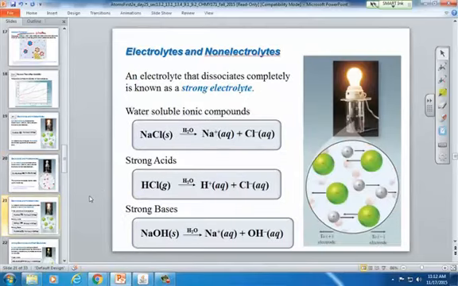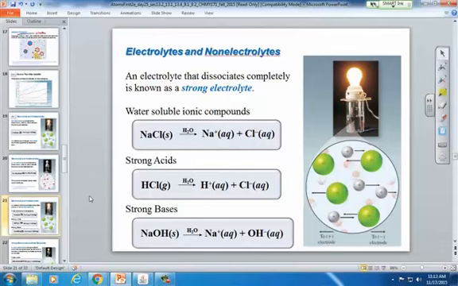So strong electrolytes, ones that produce lots of charge, are water-soluble ionic compounds. So any compound that when I just put it in water will actually dissolve. For every one of these, I will get a stoichiometric amount of positive and negative ions. The more of this I put in, the more ions I get, the more I can conduct electricity.